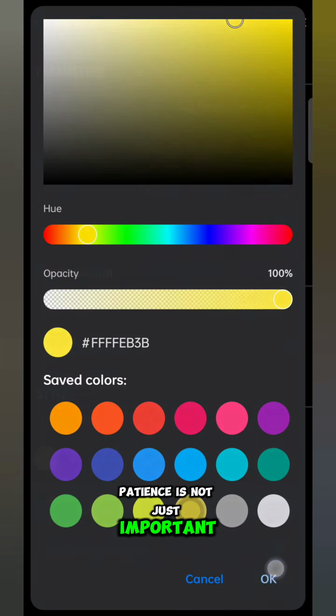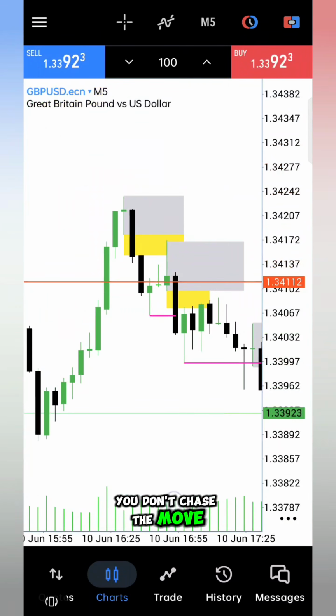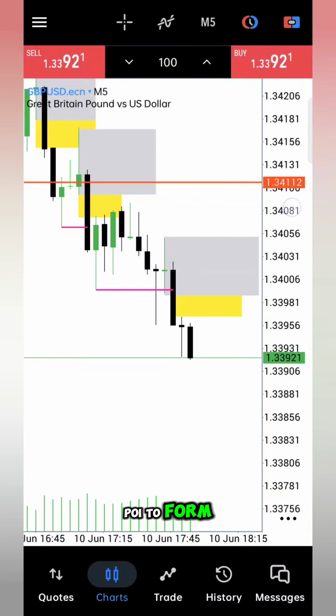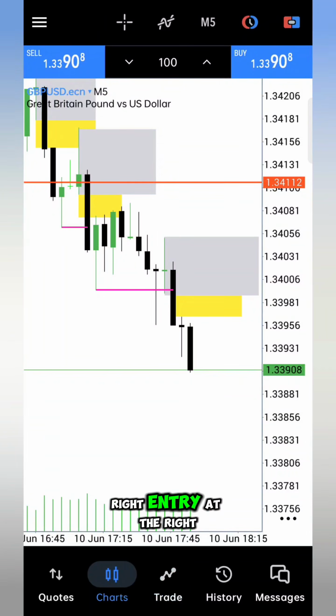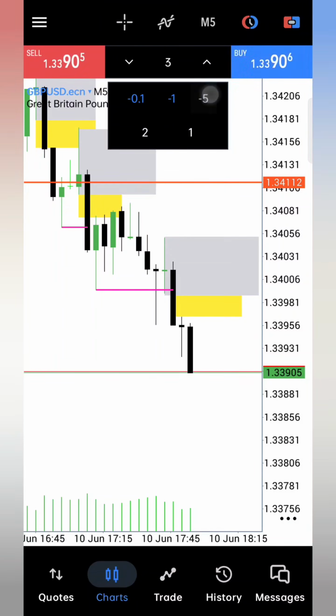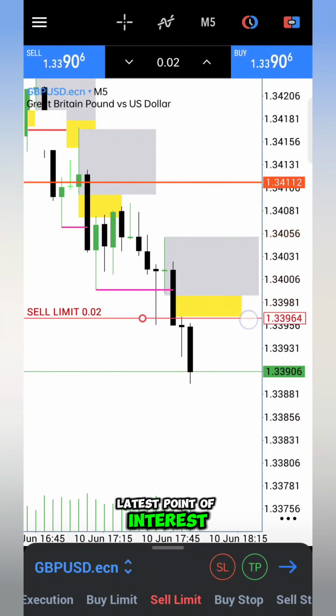And that's the thing about trading with SMC. Patience is not just important, it's everything. You don't enter when you feel like it. You don't chase the move. You wait for your exact POI to form, and you enter only when the confluence is complete. That's how you take the right entry at the right time. So now I'm starting to place my pending orders from this latest point of interest.